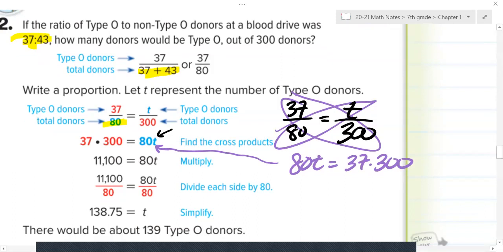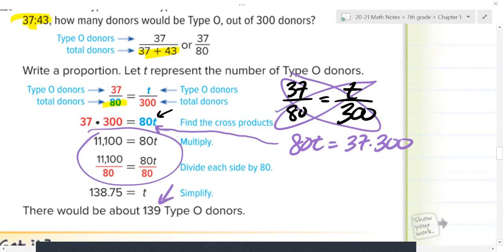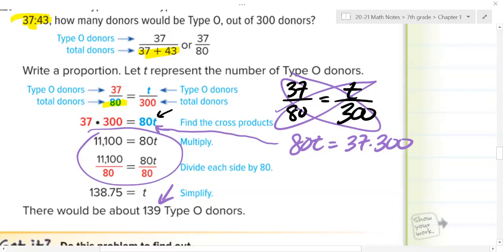We need to solve for our variable with the inverse operation of multiplication. We divide by 80 on both sides, and we get 138.75 is the amount of people who are total donors. Now, notice how they rounded up to 139. The reason they did that is because it's people. You can't have only half of a person, or 0.75 of a person. A person is still a person, so they rounded up to 139.